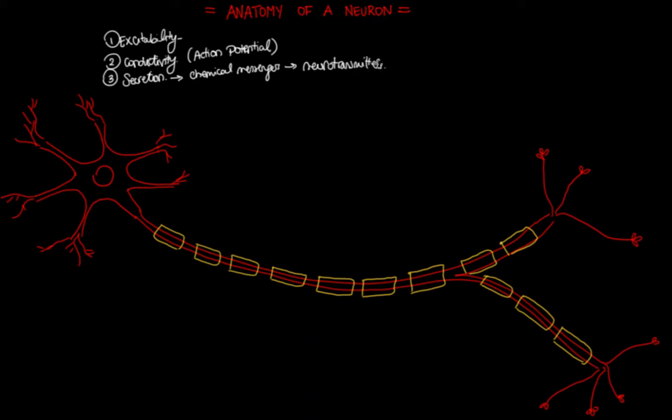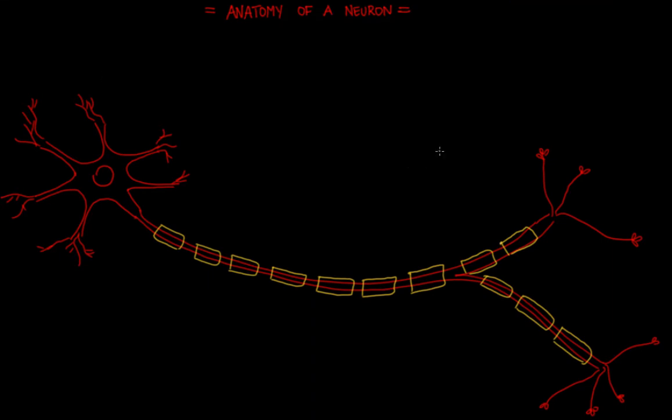And so today we're going to be looking at the anatomy of a neuron, which allows it to be excitable, conduct electricity, and then finally secrete chemical messengers in order to relay its messages. So let's go ahead and talk about the different anatomical regions of a neuron. And we're going to start right here with these branches.